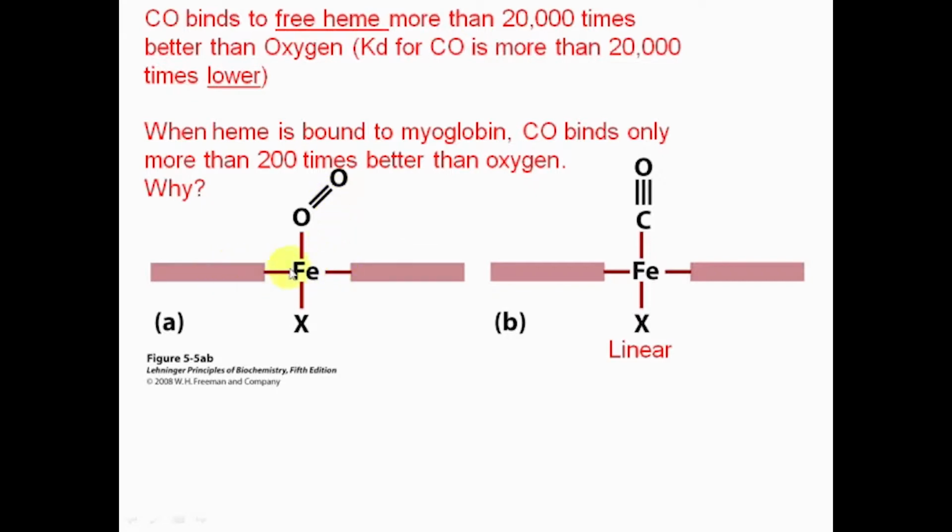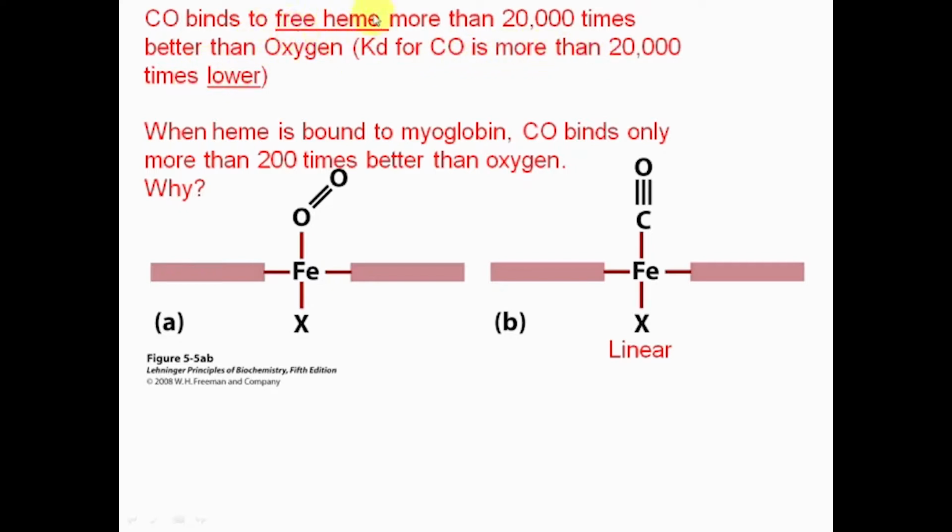Here's heme, and remember it binds oxygen and histidine. Notice that when iron binds oxygen, it's bent. And here's carbon monoxide, and it's linear. And when things bind in a linear fashion, they're more stable. And it turns out that carbon monoxide binds to free heme more than 20,000 times better than oxygen. Or in other words, the KD for carbon monoxide is more than 20,000 times lower.